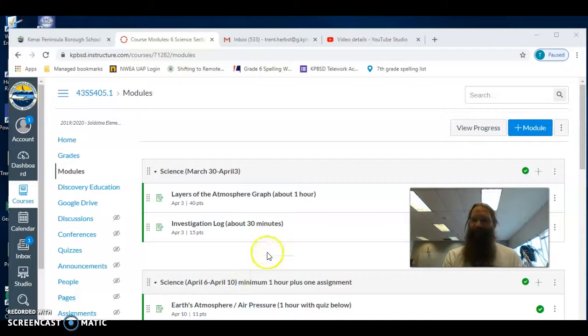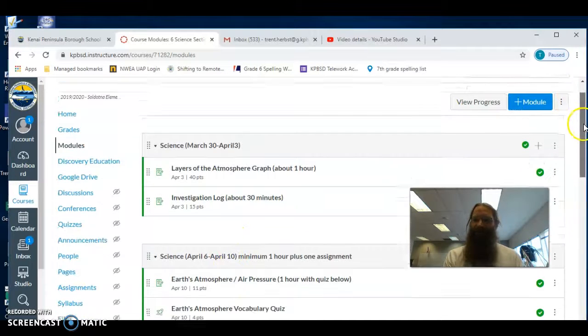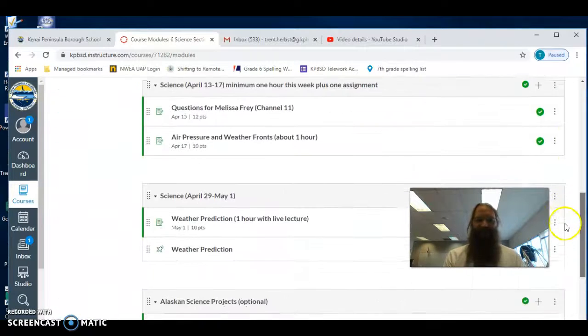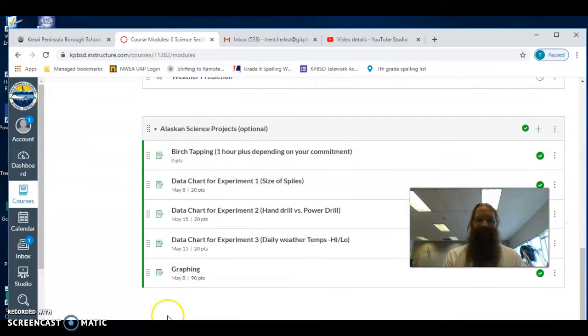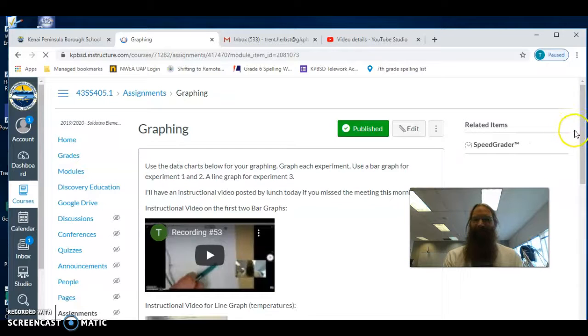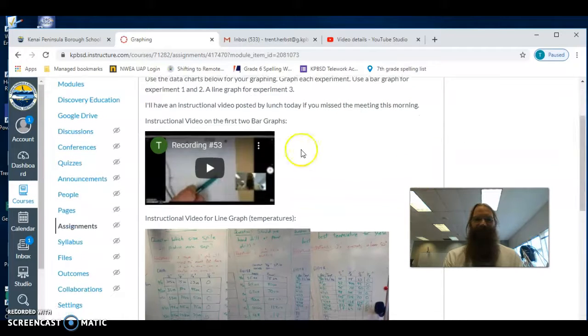Okay, we're going to go to our line graph part of the birch tapping. So you scroll down to the graphing underneath Alaska Science Projects and the birch tapping. We're going to hit the graphing. And we did the last two graphs right here. There's an instructional video for this graph and this graph. These are the two data charts.